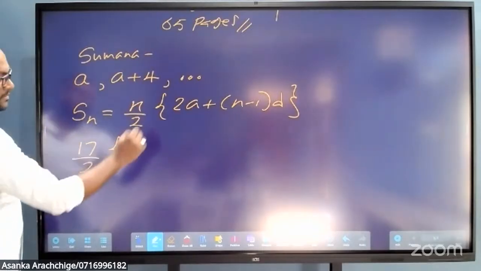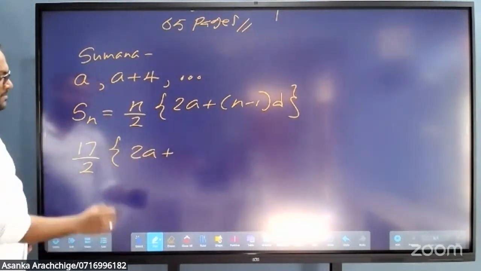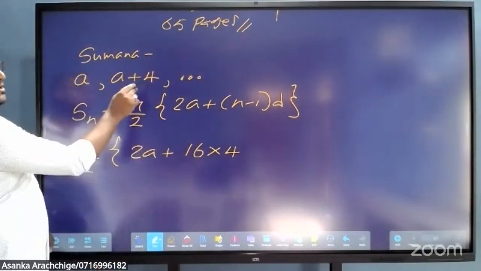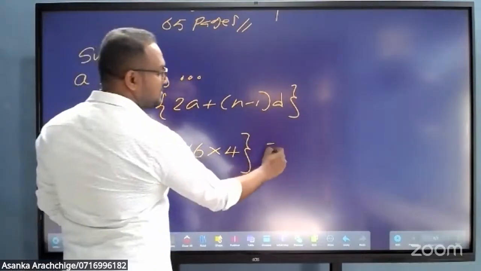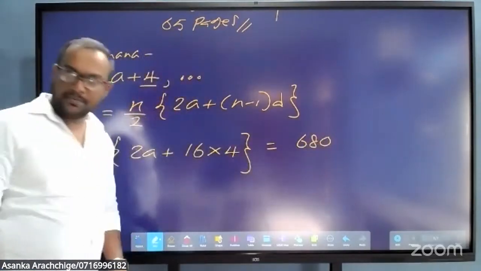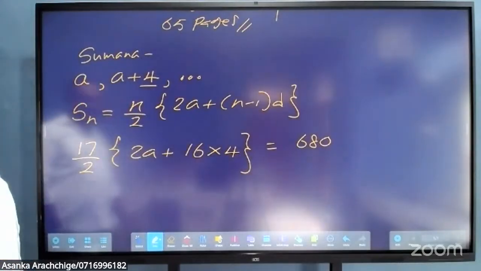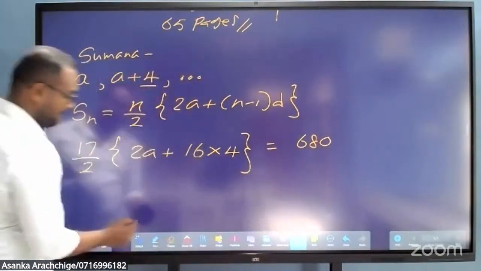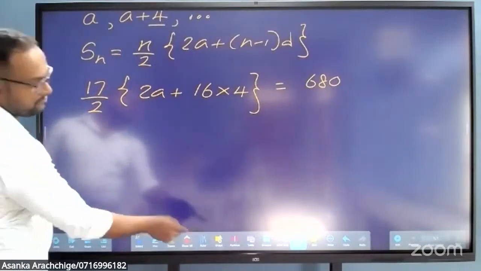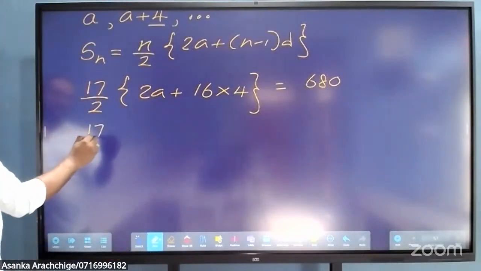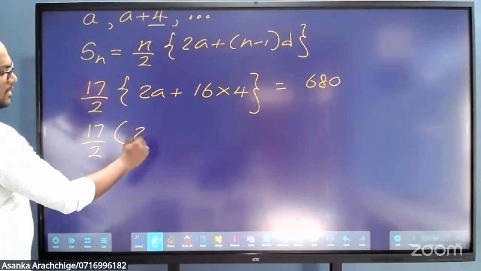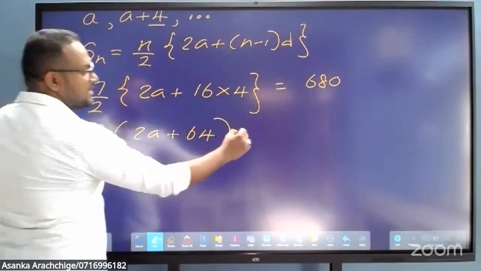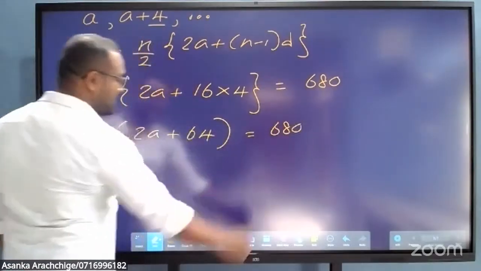17 upon 2 times (2a plus (n minus 1)), 17 minus 1 is 16, times common difference 4. This must be equal to 680 pages. Then 17 upon 2 times (2a plus 4 times 16, which is 64). That must be equal to 680.